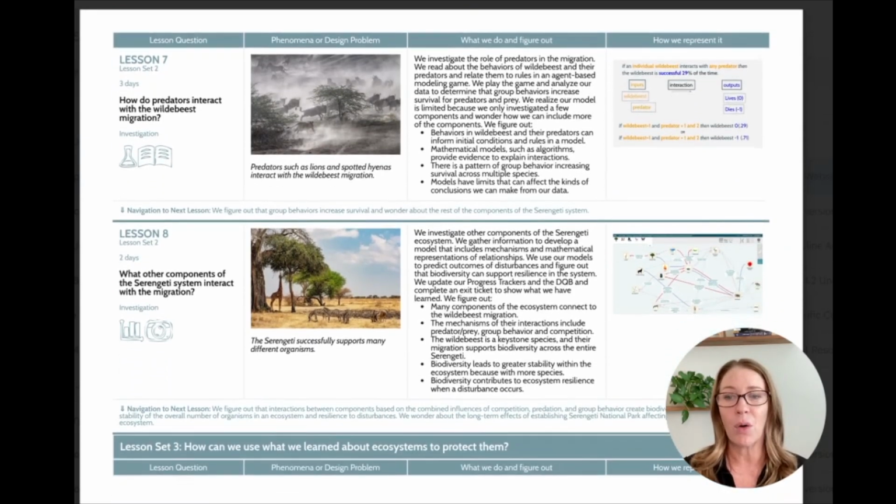So lesson 7, we are going to look at predator-prey interactions. And we look at the role of predators in migration. And we read about the behaviors of the wildebeest and their predators and how they relate to them. And then we play a game. So this game has been revised over the years. The newest version is easier than the other versions, just because the directions are a little bit more clear.